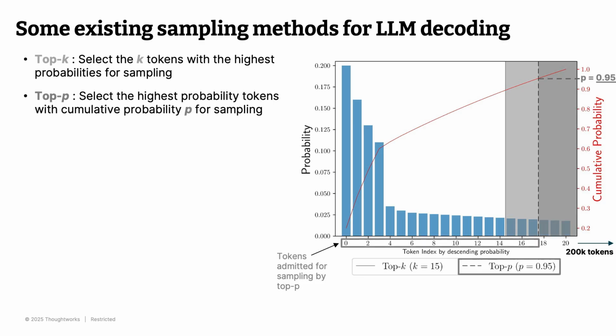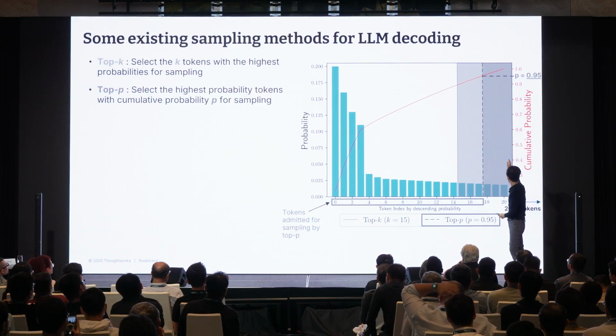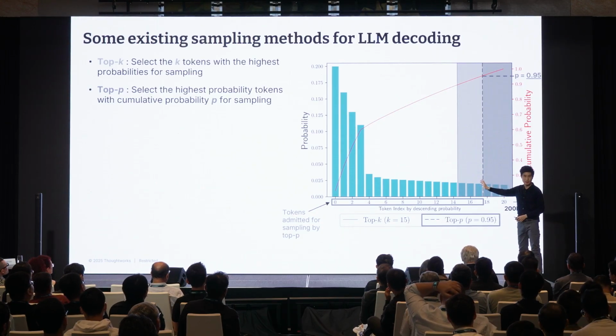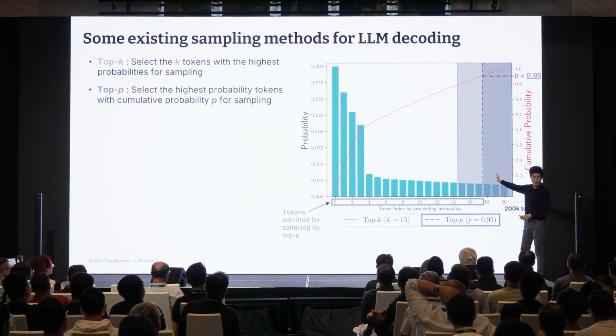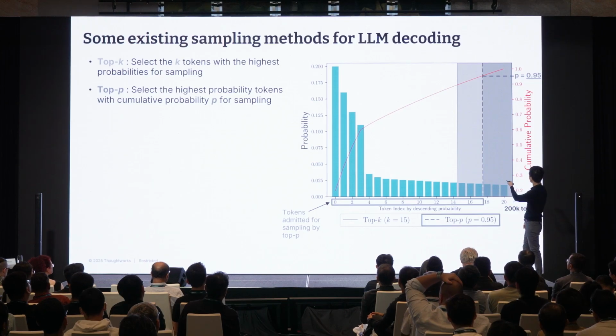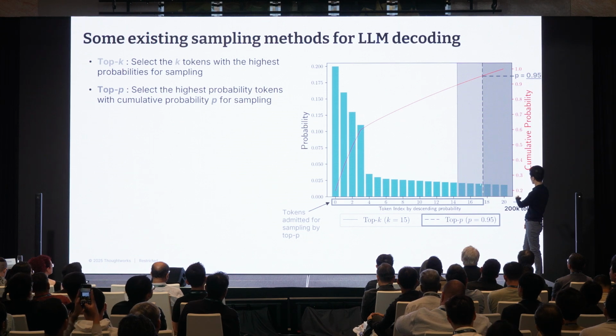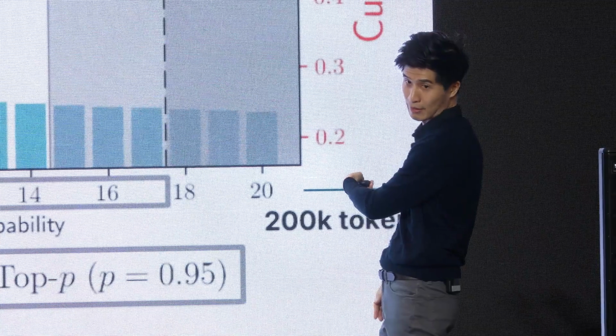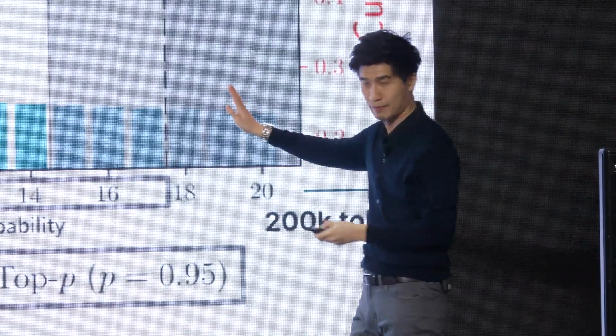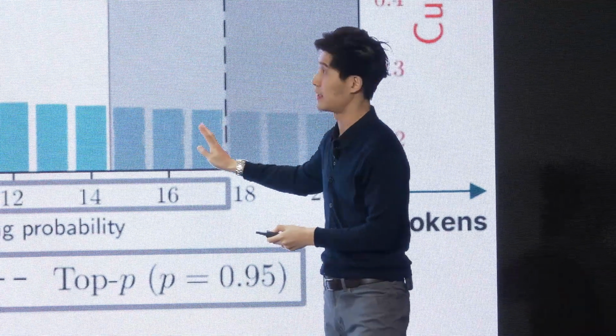Top P, we choose a cumulative probability. In this case, 95%. I believe that I should only include 95% of the entire token space. I'll look at the cumulative probability shown by the red line. In this case, I have a line over here that is 95%. I'll include all of these tokens up to this point. And I ignore the rest. That's your top P. Very traditional methods.